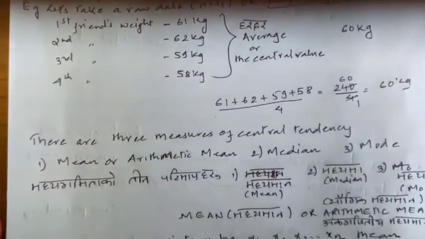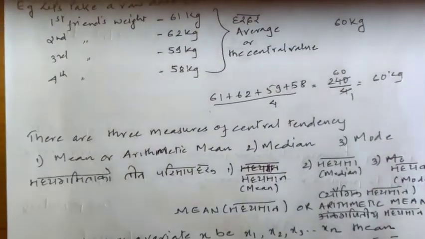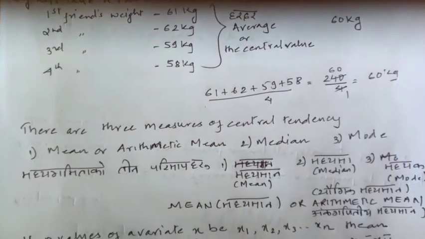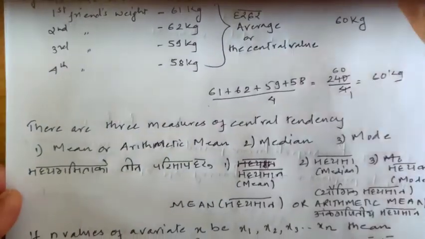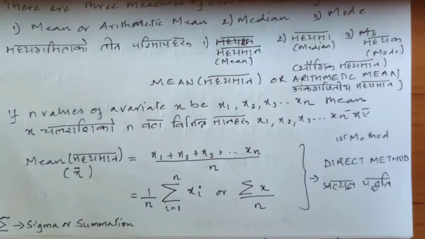Now there are 3 measures of central tendency. That means there are 3 ways to get this central tendency or this central value or this mid value. Number 1 is mean, or it's also called arithmetic mean. Number 2 is median, and number 3 is mode. These are the 3 methods through which you can get the measure of central tendency or the central value. So firstly we'll be discussing mean or arithmetic mean. Median and mode will be discussed in the coming videos. So today we'll be discussing mean or arithmetic mean.